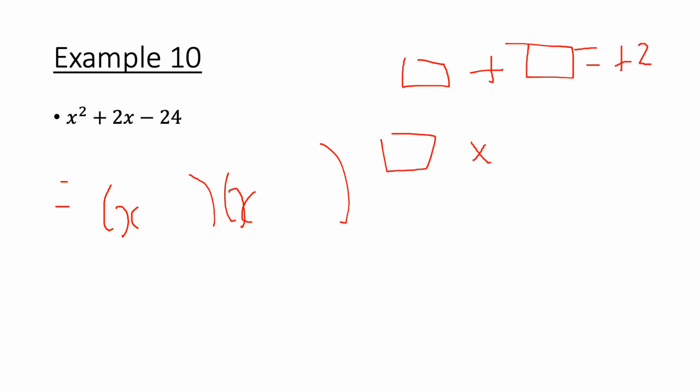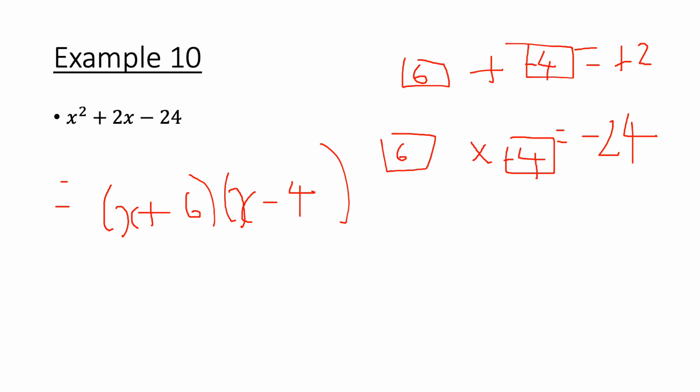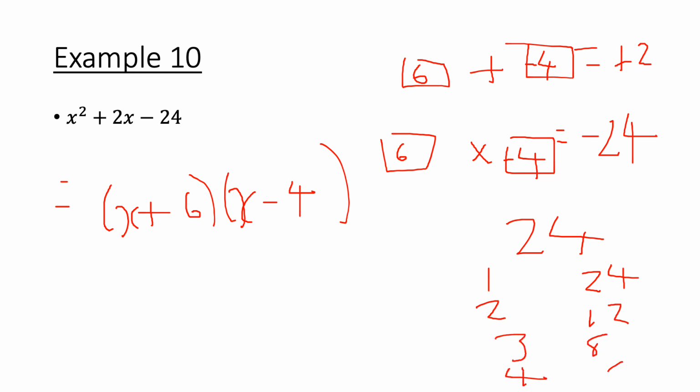So again, factors of 24. Well, it's going to be plus 6 minus 4. So 6 plus minus 4 gives me 2, and then 6 times negative 4 is minus 24. So my answer is x plus 6 times x minus 4. The factors of 24, I'll put them here quickly: 2 and 12, 3 and 8, and then 4 and 6. So that one made our answer, plus 6 minus 4.